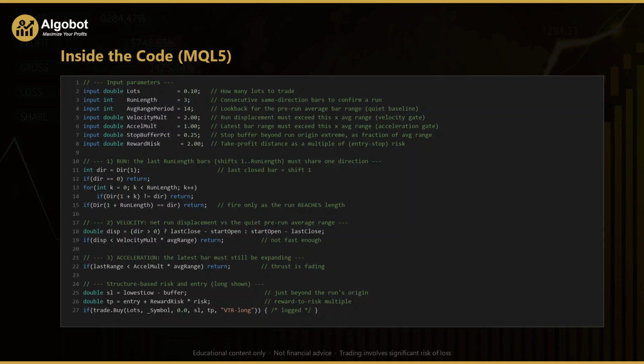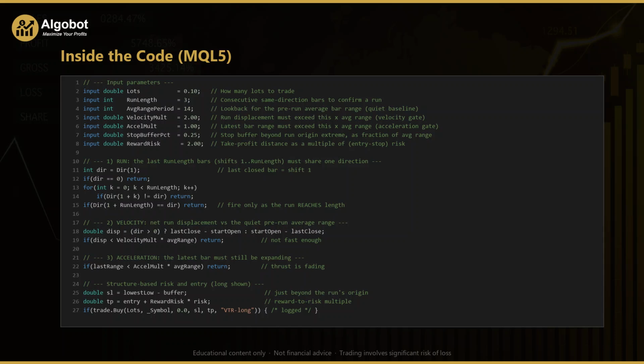The function DR reads each bar's body direction, returning +1 for bullish, -1 for bearish. First, the code reads the direction of the last closed bar, shift 1. The loop then checks that every bar in the run shares that same direction. If one disagrees, it returns and does nothing.